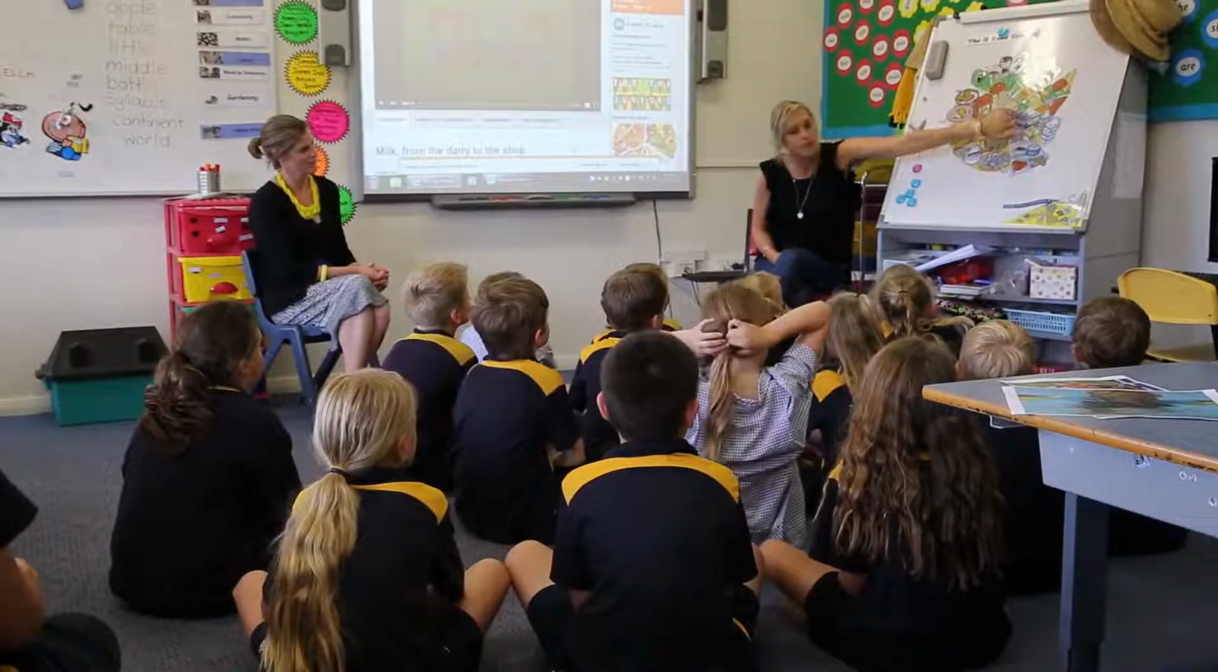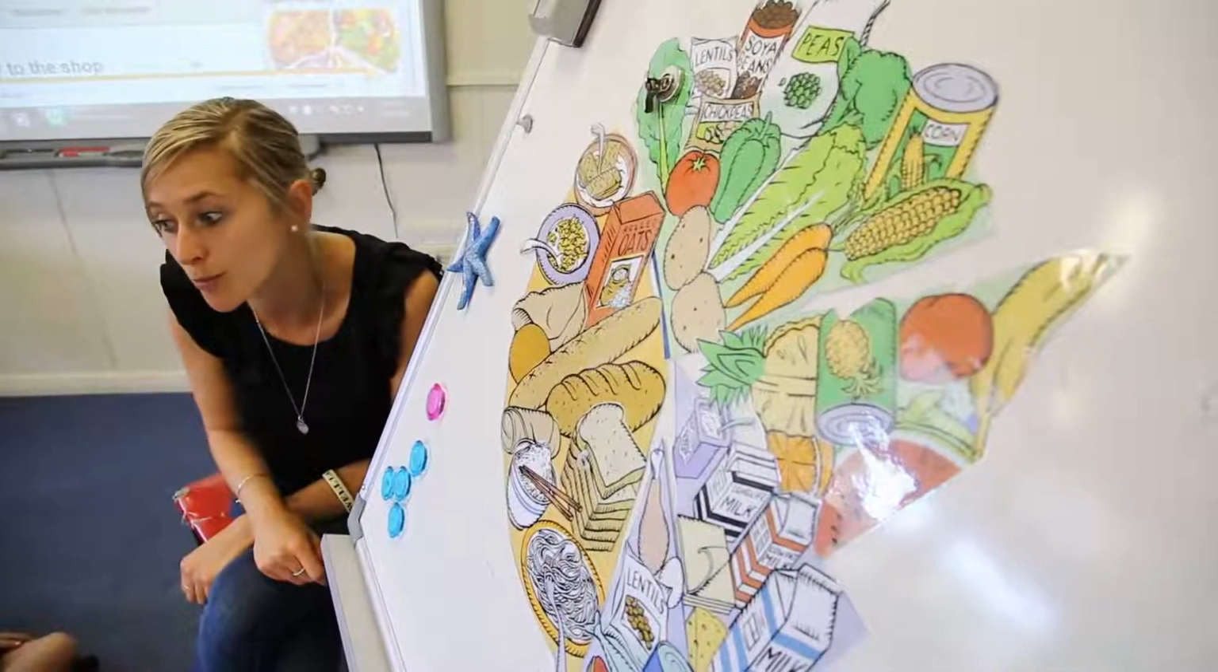My name's Lucy Newsom. I'm a teacher at Millicent North School. I reviewed the Year 5 unit, which is called Factors That Shape the Human and Environmental Characteristics of Places.